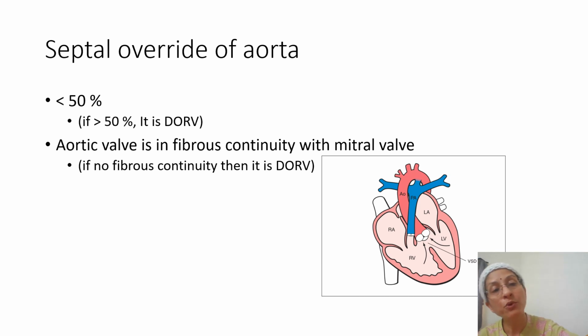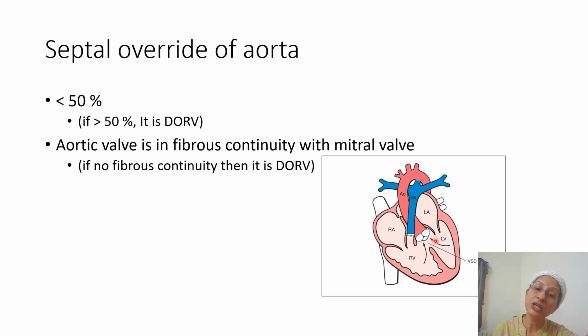Now coming to the component of septal override of the aorta, as we can see here, the pink one is the aorta and the white one is the aortic valve, and it is sitting right over this ventricular septal defect. So all the blood from the right ventricle as well as the left ventricle has a potential to enter into the aorta. We have also heard of the condition double outlet right ventricle.